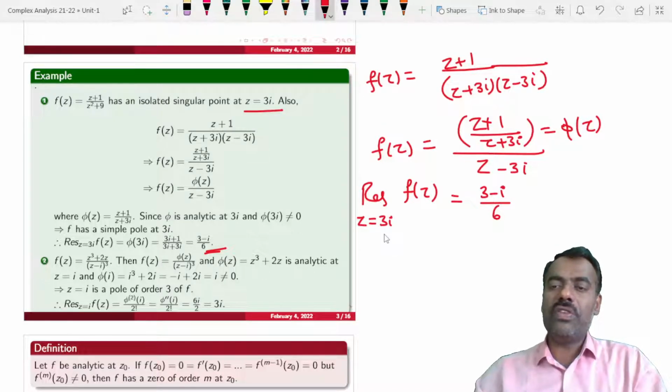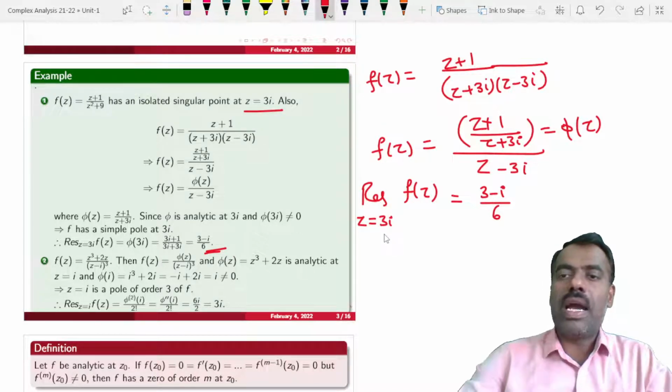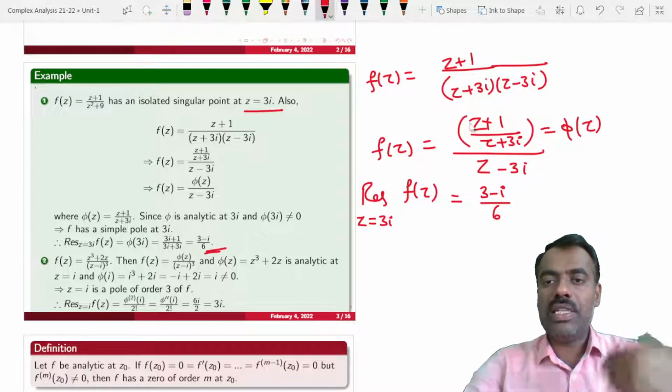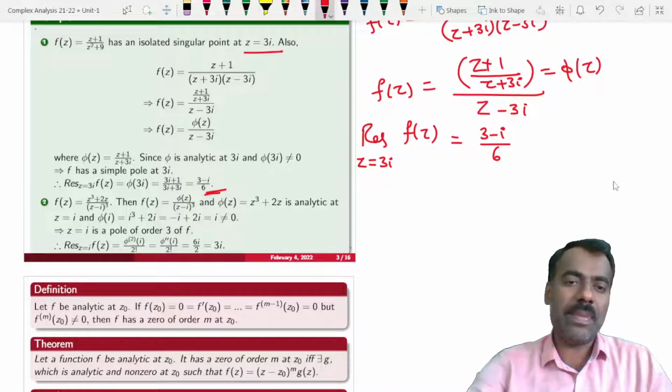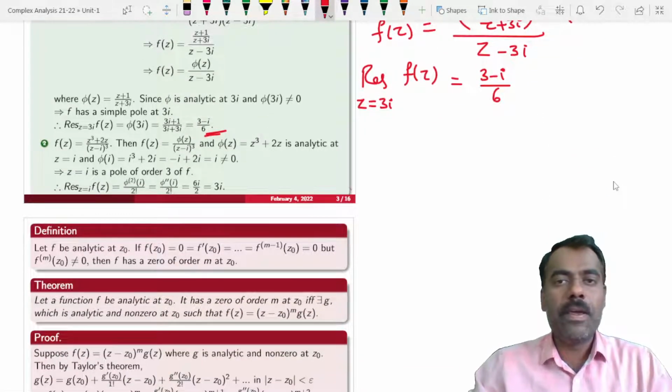Same way you can do it at minus 3i also. Only thing is here minus 3i will come, here plus 3i will come, and when you calculate the residue, you will get 3 plus i by 6. That one can check.